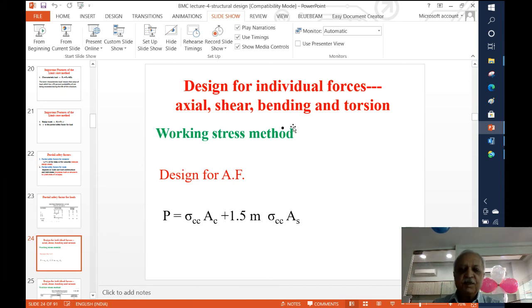Very simple concept. We say that the capacity of a member, so we have already got the size of the member. Say you have provided a column 600 by 600, and for that column some reinforcement is provided. The code says you provide this much percentage as minimum reinforcement. With that reinforcement, what is the axial force carrying capacity of that particular column in the working stress method?